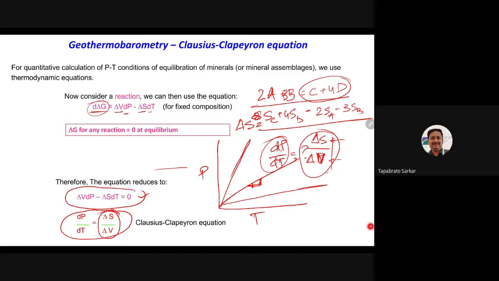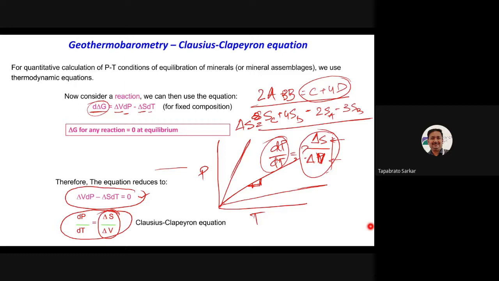When do we get a shallow slope? When the change in volume is high. So any reaction where the change of entropy is very high with very little change in volume will have a steeper slope. On the other hand, any reaction where the change in volume is very high and there is very little entropy change will have a shallower slope.